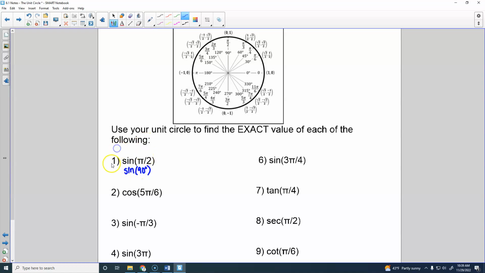So, sine of pi over 2. If you have sine or cosine, and it's a unit circle value, it's really straightforward. Sine is your y-coordinate, cosine is your x-coordinate. I'm going to go to pi over 2 right here on my unit circle, and tomorrow on your quiz you will have your unit circle. You can look at it. So you've got pi over 2, and it's your y-coordinate, which would be 1. So the answer for this is 1.